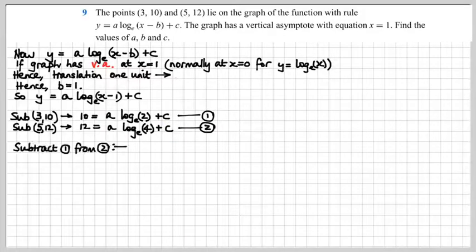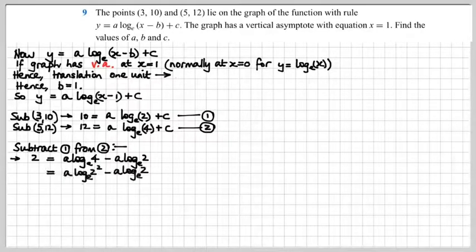Pardon the pun. Right, so if we subtract 1 from 2, for example, what are we going to get? From 2, we're going to get 2 equals a log 4 with a base e minus a log 2 with a base e. Well, that's all right. That's fine. So we just got to get a now. So that means it's a... Oh, look at that.